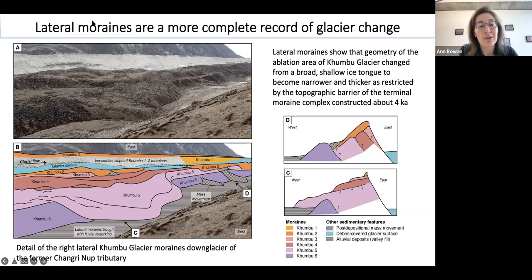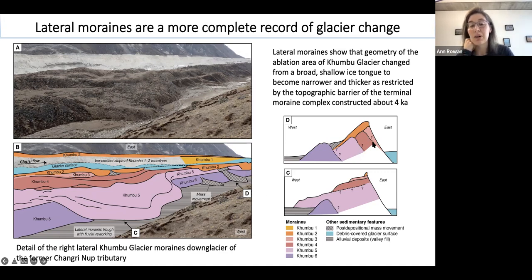Here is a photo looking into these moraines, and this is an annotation of that photo to show that we think we can identify each of those moraine-building events that we identified for the combined Lobuche and Khumbu geochronology for the Khumbu Glacier. So we can identify moraines 3, 4, and 5, which sit in between 2 and 6, but are only represented here and then vanish beneath the Khumbu 2 moraine further down valley.